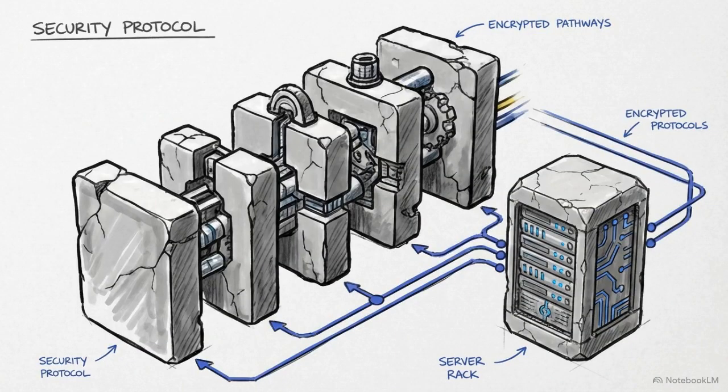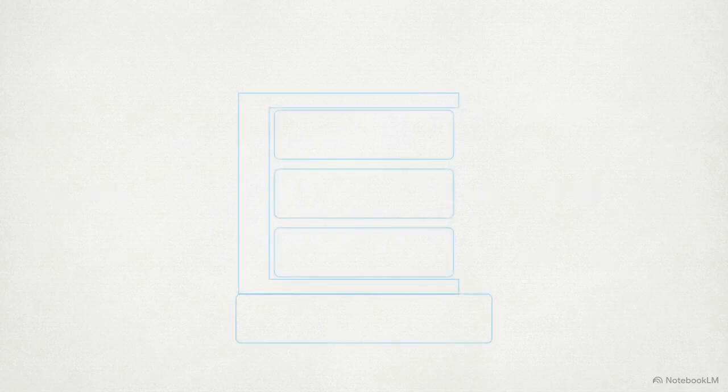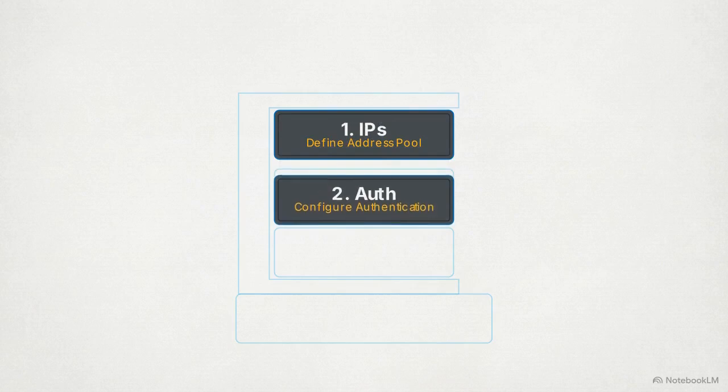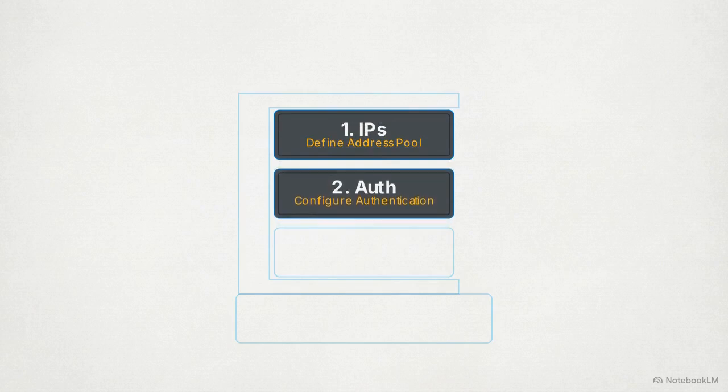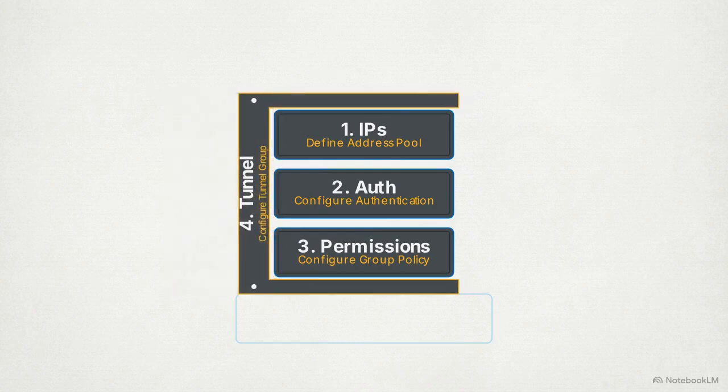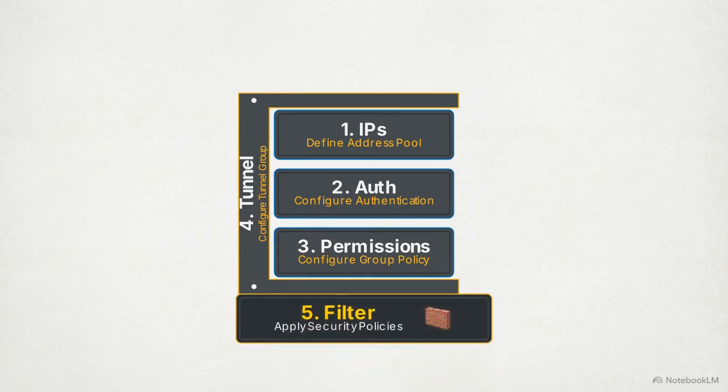Constructing a VPN on the ASA requires a strict 5-step logical pipeline that translates security requirements into executable code. This pipeline has 5 steps. Step 1, define address pool, reserves internal IPs. Step 2, configure authentication, verifies credentials. Step 3, configure group policy, sets network permissions. Step 4, configure tunnel group, binds parameters. Step 5, apply security policies, enforces traffic filtering rules.